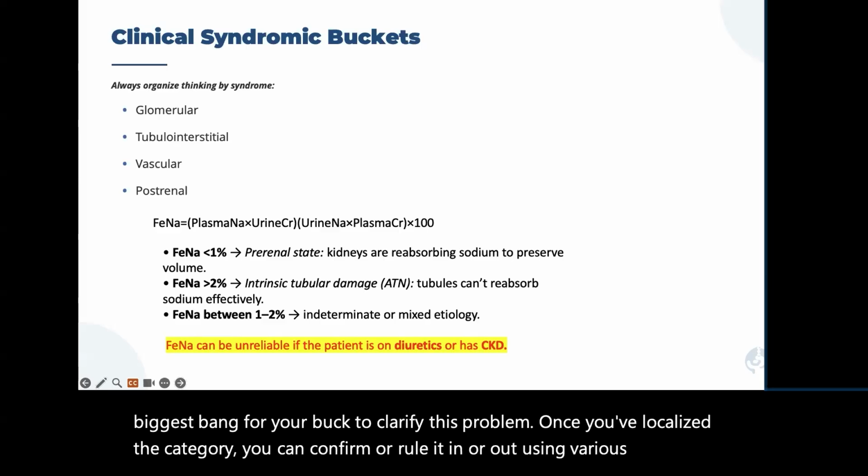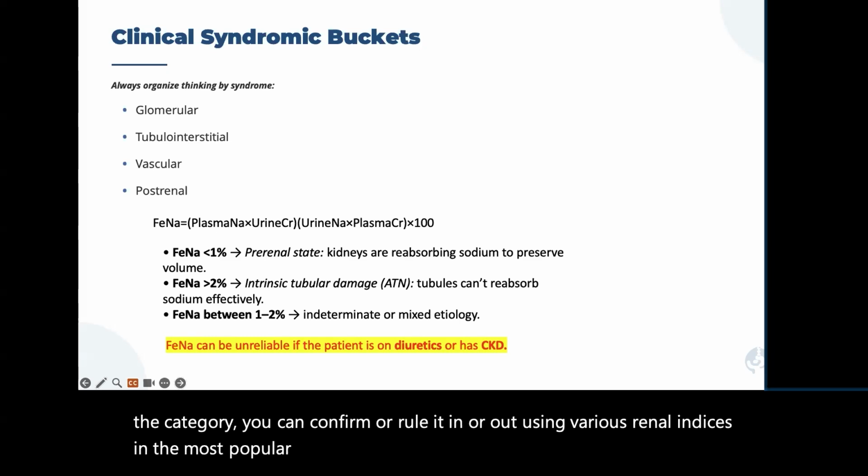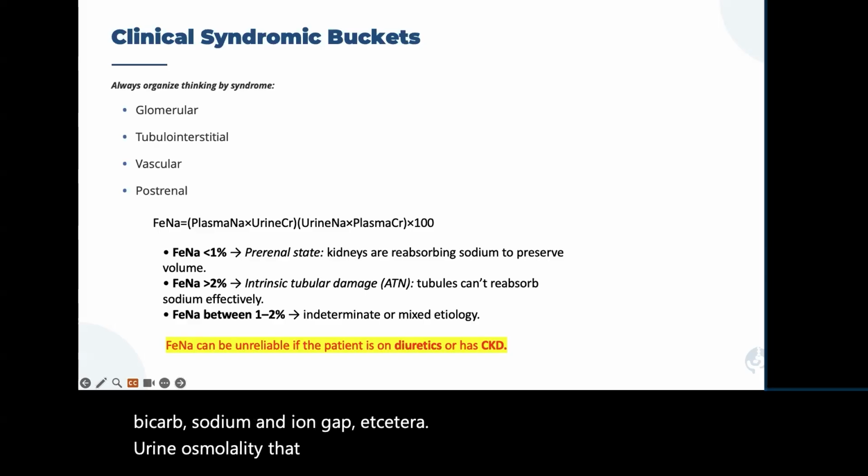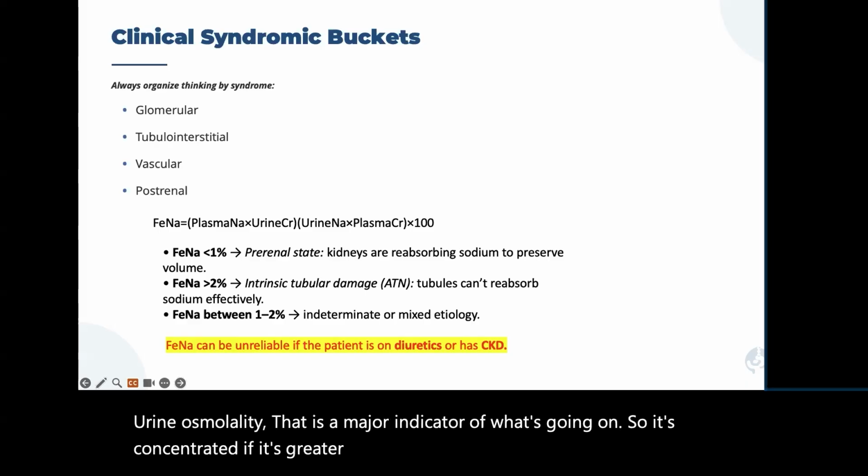Once you've localized the category, you can confirm or rule it in or out using various renal indices. The most popular renal index here, besides electrolytes, potassium, bicarb, sodium, anion gap, etc., is urine osmolality, which is a major indicator of what's going on. So it's concentrated if it's greater than 500 in a prerenal state.